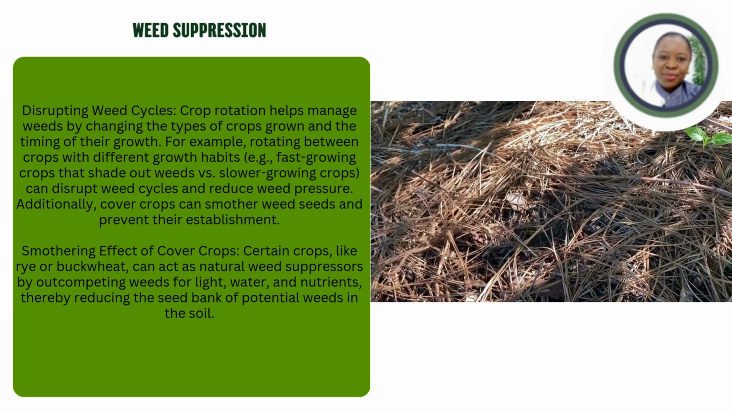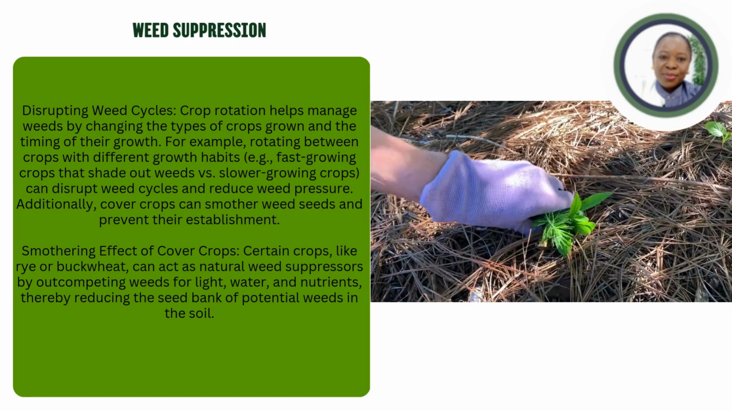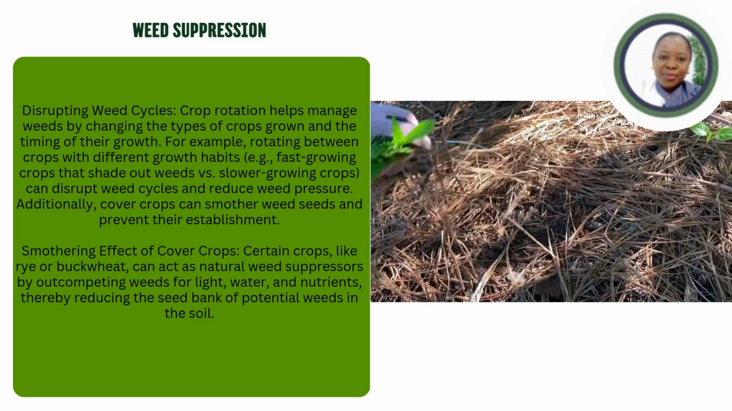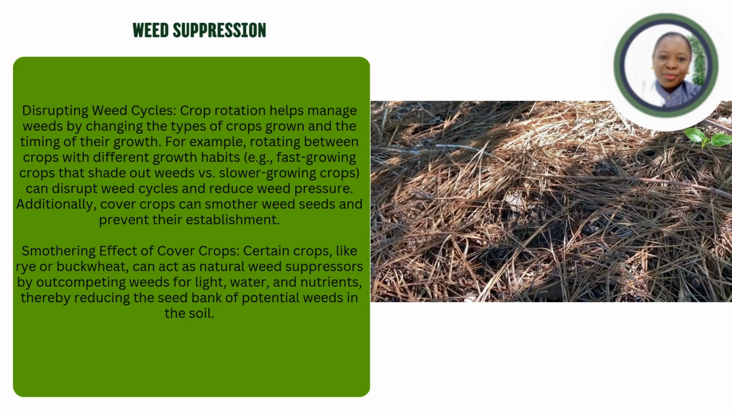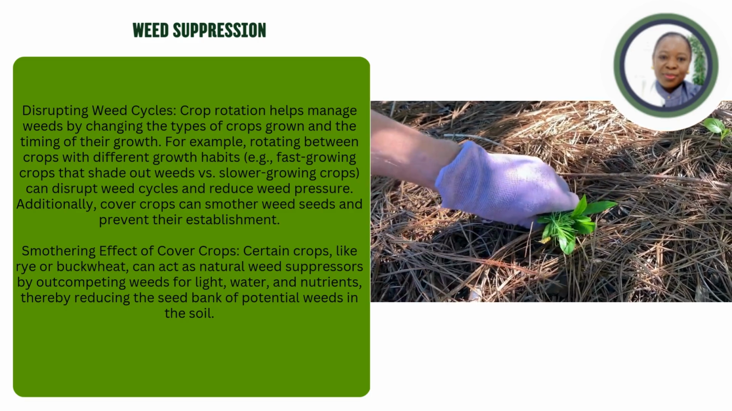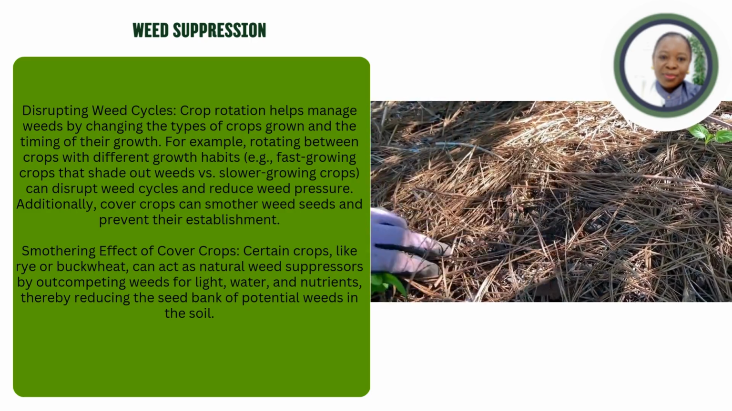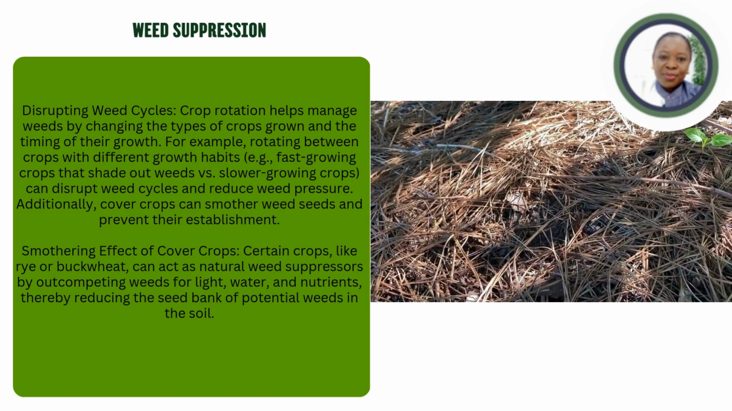Smothering effect of cover crops. Certain crops like rye or buckwheat can act as natural weed suppressors by outcompeting weeds for light, water, and nutrients, thereby reducing the seed bank of potential weeds in the soil.